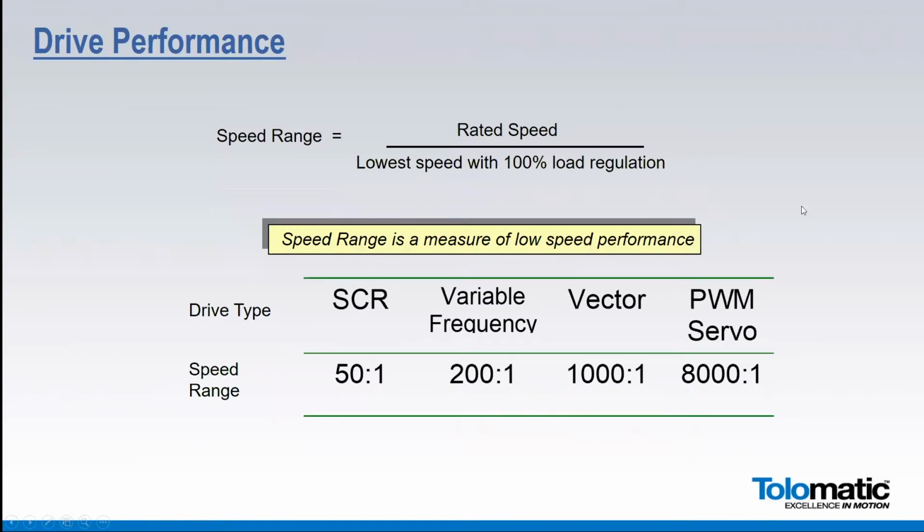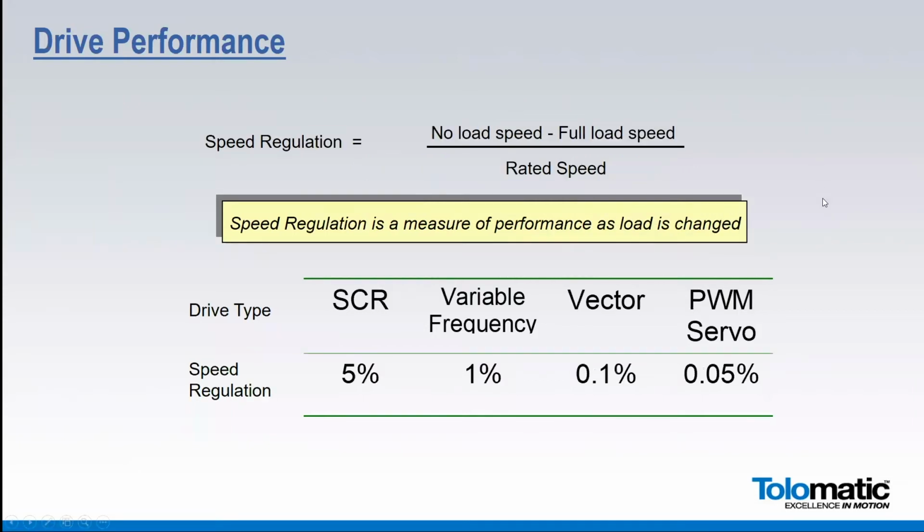And just to give you a little bit deeper insight into the performance differences between different kinds of servo drives, here's a comparison of this measurement quality called speed range for different kinds of drives. Some of you may be familiar with SCR drives. That's an older drive technology. And you can see that the measurement of low speed performance is like 50 to 1 on an SCR drive. For a variable frequency drive, it's 200 to 1. And then for a vector drive, it's 1,000 to 1. And then a PWM servo drive is like 8,000 to 1. So you can see that you get a lot better low speed performance when you use a servo drive.